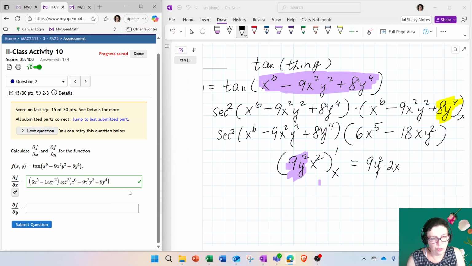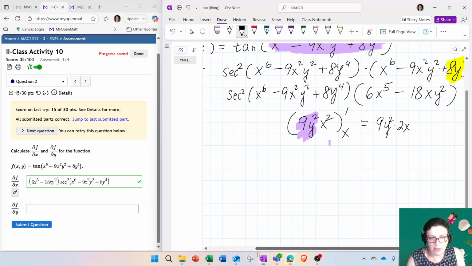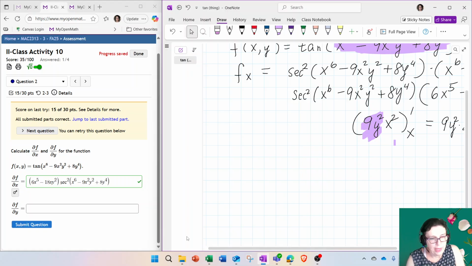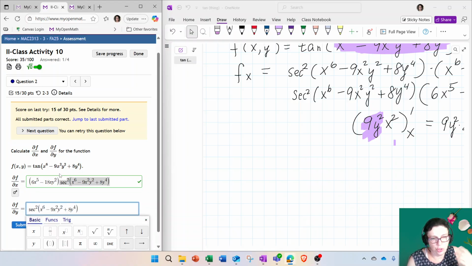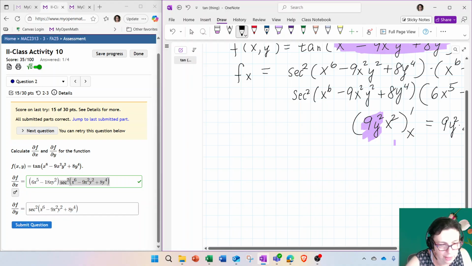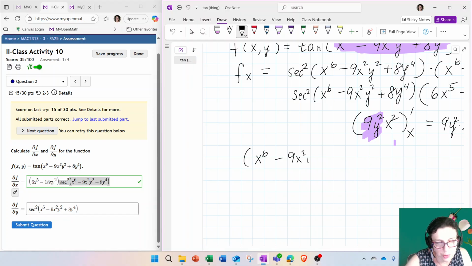Now, how is this going to be different if I take the derivative with respect to y? Well, the secant squared will be the same. So I'm actually going to just copy paste that part because it's still a tangent of a thing is secant squared of the same thing. It's just that now I have to take the thing, so the x to the 6 minus 9x squared y squared plus 8y to the 4th, and I'm going to take the derivative of that with respect to y. Okay, so that's going to be the difference.